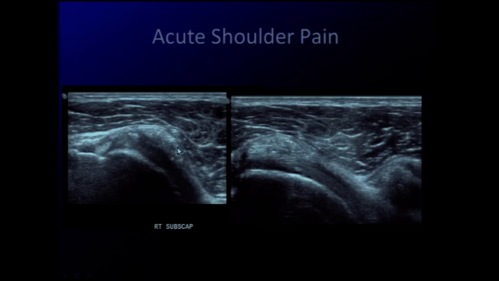the overlying bursa. This is the long axis view, or the short axis view, I'm sorry. This is the biceps tendon, and here it is, the long axis view of the subscapularis tendon sitting right on its surface, abutting the subacromial subdeltoid bursa.